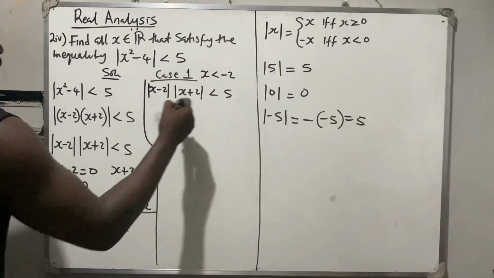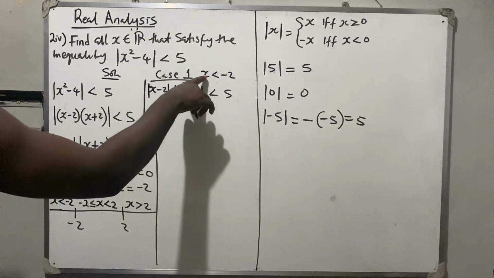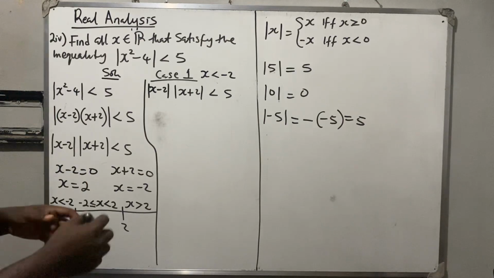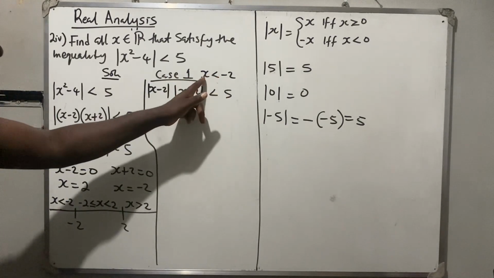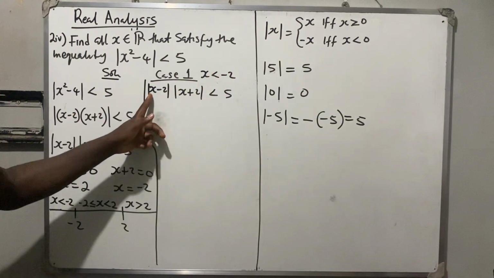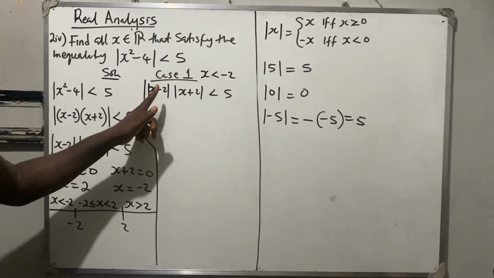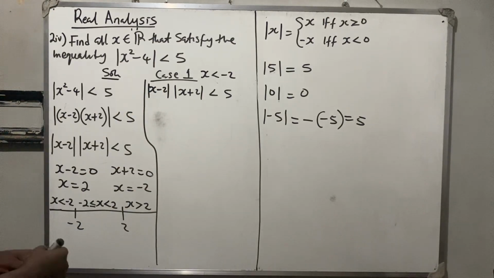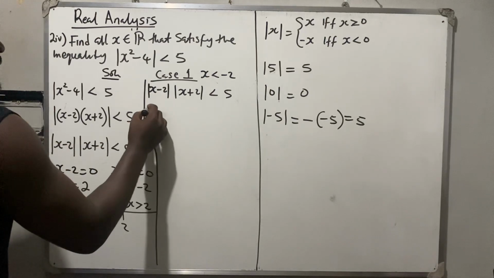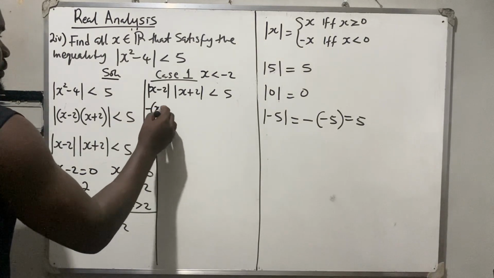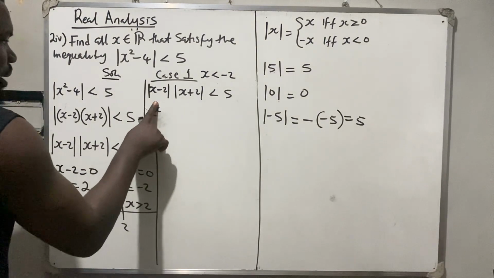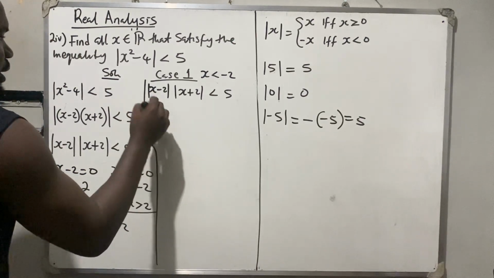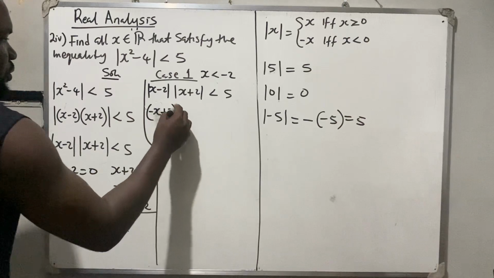the absolute value of x plus 2 is less than 5. Okay, now for this one, they say that x is less than minus 2. That's the first case. Now we chose any number, which is minus 3. Minus 3 is less than minus 2. If I put it here, you see that minus 3 minus 2 is giving me what? Minus 5, a negative number. So the absolute value of a negative number is what? Negative of itself. And the negative of this thing will now be negative x, and negative of this to give you plus 2.